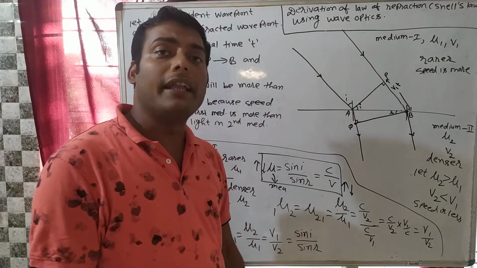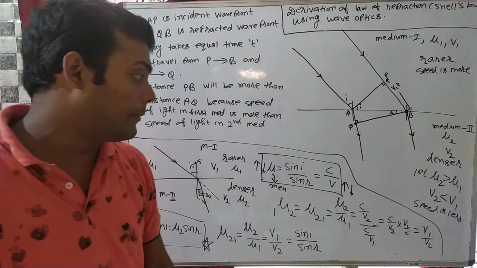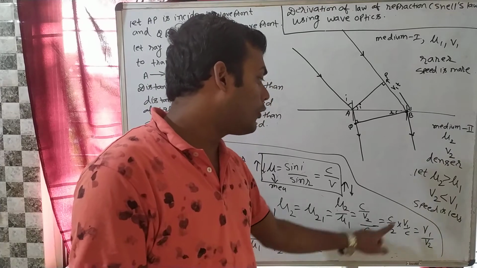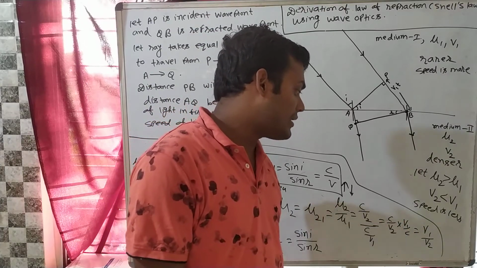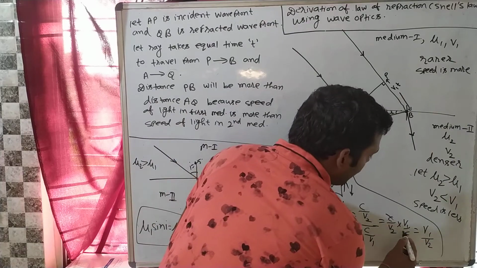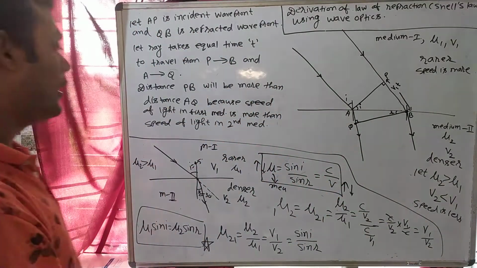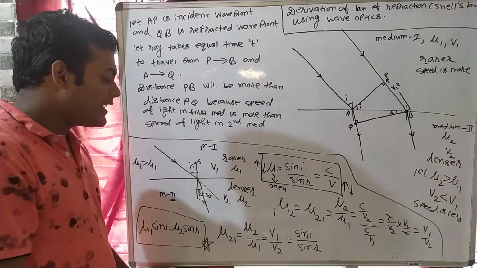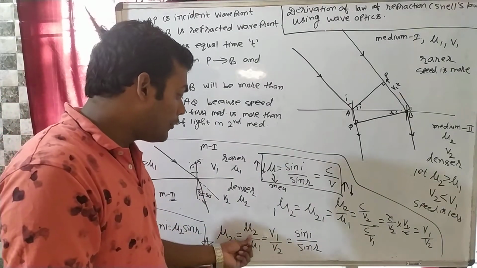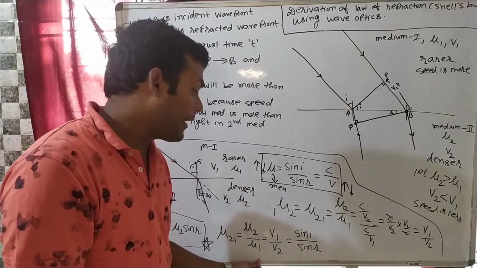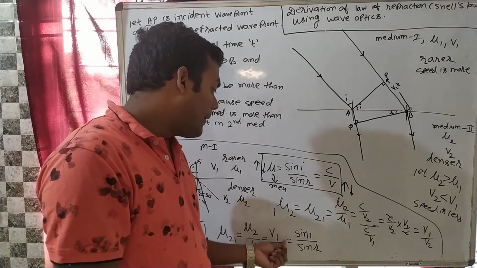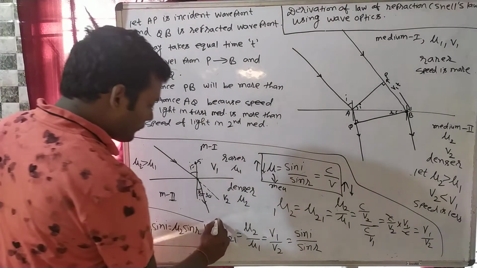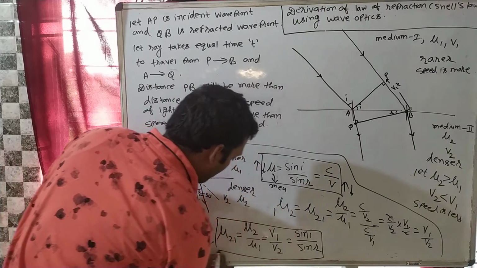And mu1, how will we find it? C by v1, the speed of light in first medium. So c by v2 divided by c by v1. This will go up, so v1 by c, and c will cancel. Only v1 by v2 will remain. So we can write this formula: refractive index of second medium with respect to first medium is equal to refractive index of second divided by refractive index of first, is equal to v1 by v2, and is equal to sin i by sin r. This formula you must keep in your mind.